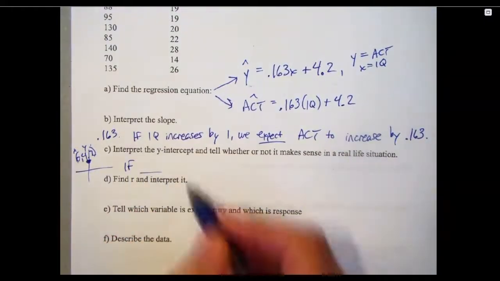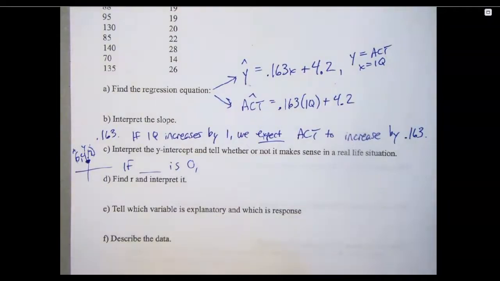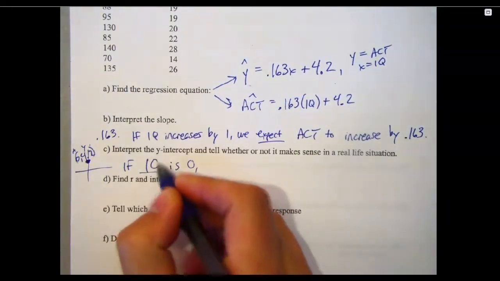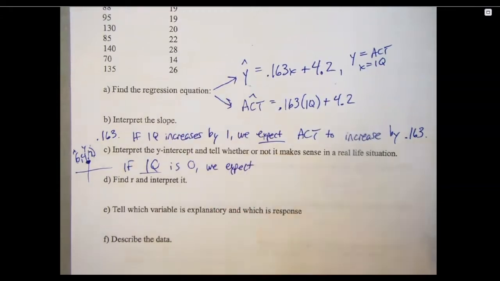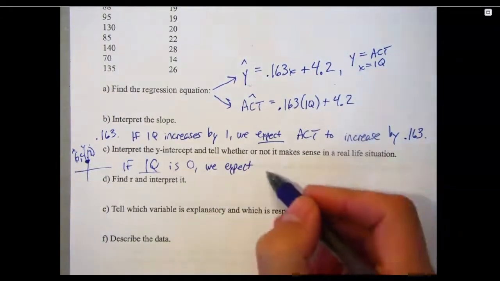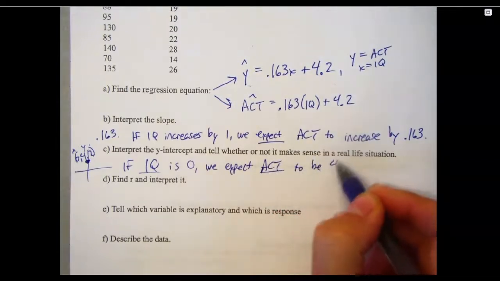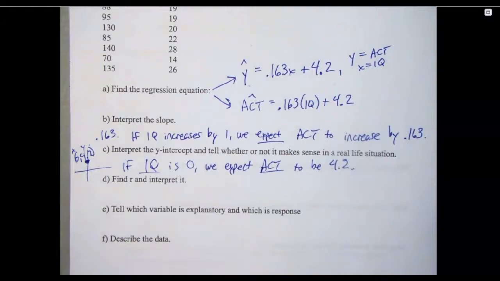So what goes here? If blank is 0. I can't put x, I'm going to put context. So you're right, but so if IQ is 0, we expect ACT to be 4.2. So if you have literally 0 IQ, you still get a 4.2 on the ACT.